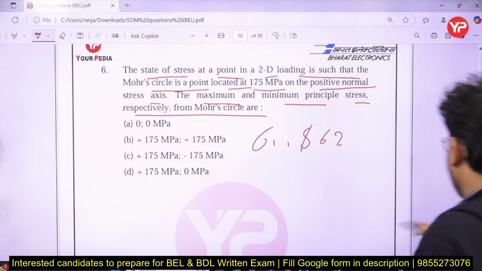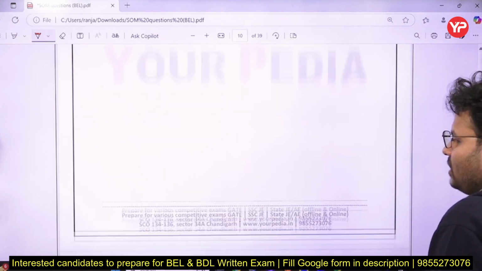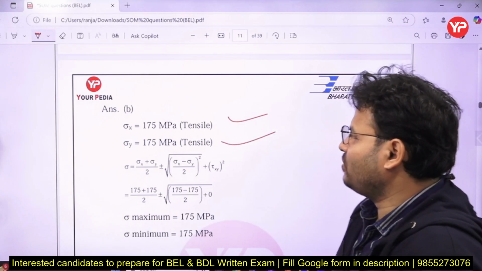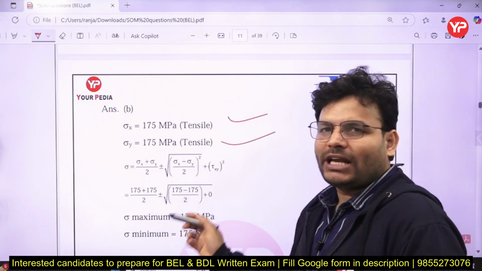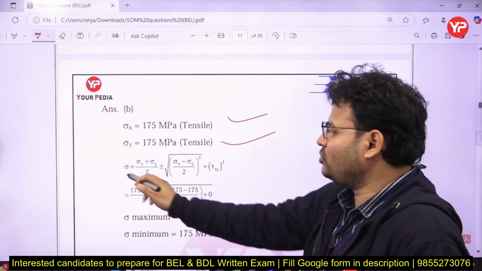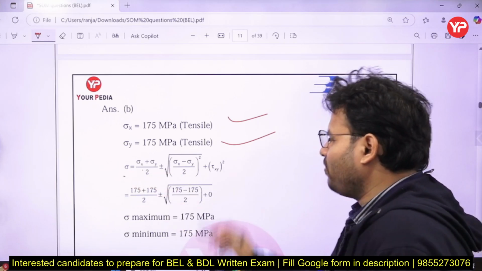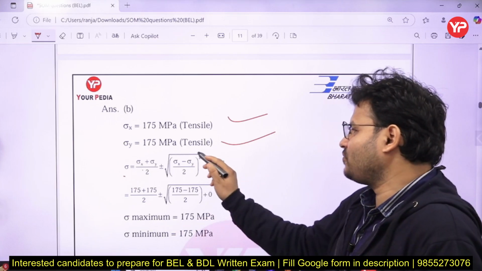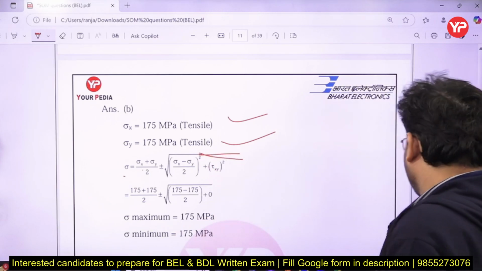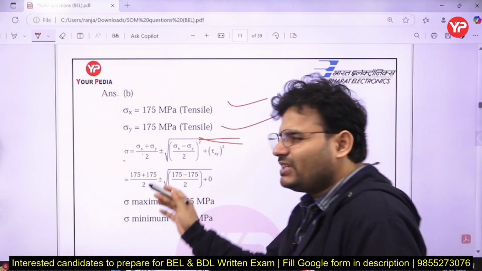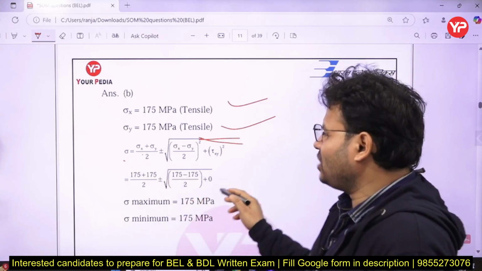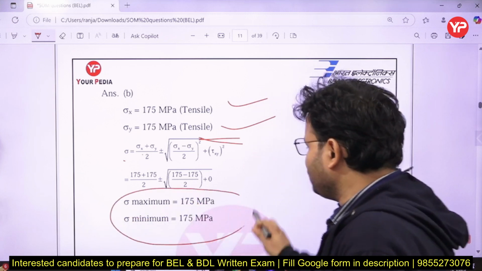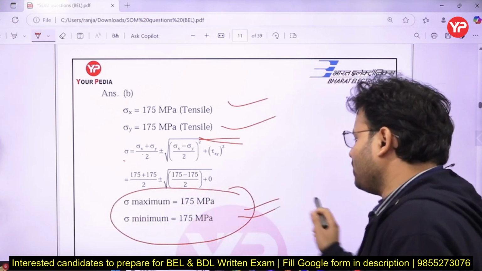So my dear friends, coming to the answer here: sigma x and sigma y are both tensile, 175 and 175. You have to calculate the maximum normal stress. The formula is (sigma x plus sigma y) by 2 plus or minus the square root of ((sigma x minus sigma y) by 2) whole square plus tau xy square. Just put in the values: (175 plus 175) upon 2 plus or minus (175 minus 175) upon 2, plus 0. Ultimately you are going to get 175. Both will have the same value.